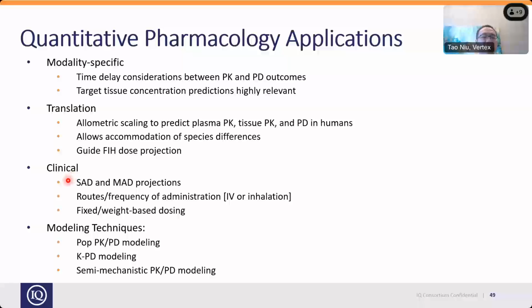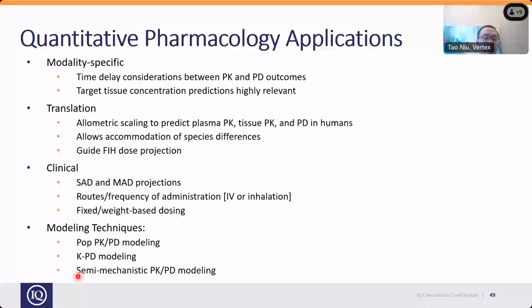In clinical studies, you certainly need to project the SAD, single ascending dose, as well as multiple ascending dose cohorts. The dose can also be based on the routes as well as frequency of administration. You can also consider fixed dosing or body weight-based dosing. In terms of modeling techniques, typically population PK/PD modeling, or KPD modeling if you do not have a PK concentration.